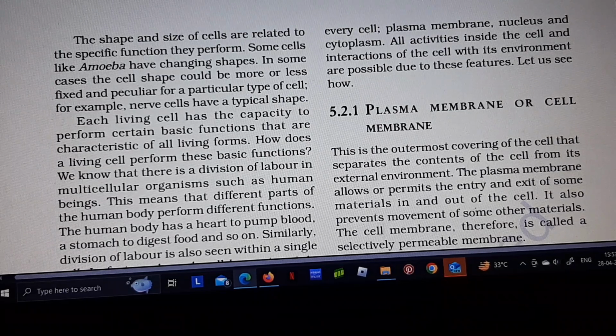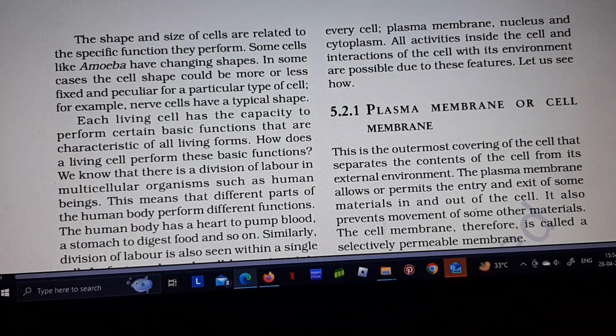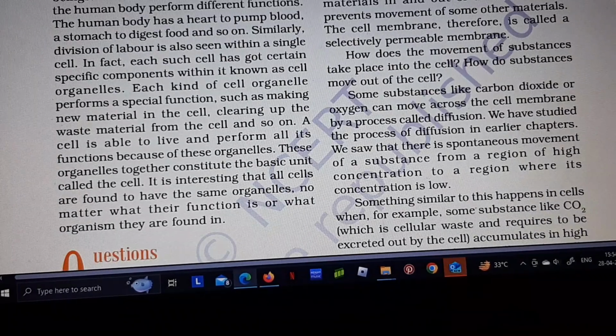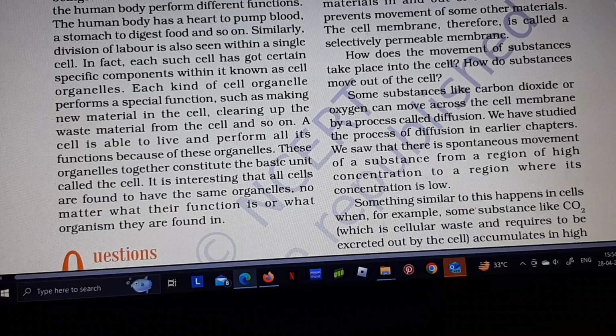How does a living cell perform these basic functions? We know that there is a division of labor in multicellular organisms such as human beings. This means that different parts of the human body perform different functions. The human body has a heart to pump blood, a stomach to digest food, and so on. Similarly, division of labor is also seen within a single cell. In fact, each cell has certain specific components within it known as cell organelles.